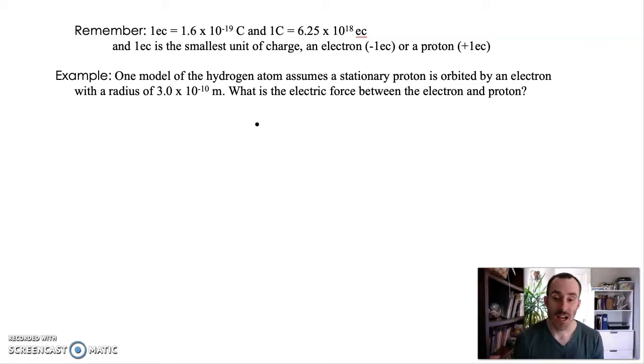One model of the hydrogen atom assumes a stationary proton is orbited by one electron with a radius of 3.0 times 10 to the power of negative 10 meters. Okay, so this is not saying that the electron has that radius, but the radius of orbit is that. What is the electric force between the electron and the proton?